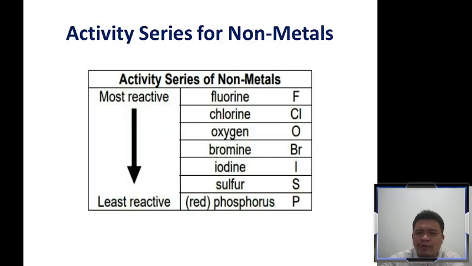Then aside from that, we also have the activity series for non-metals. So the same, as you go up the list, the non-metals tend to be most reactive, while as you go down to the bottom, they become least reactive. For example, fluorine is the most active non-metal. So this is how you're going to look at this list. So how does this relate to our discussion?